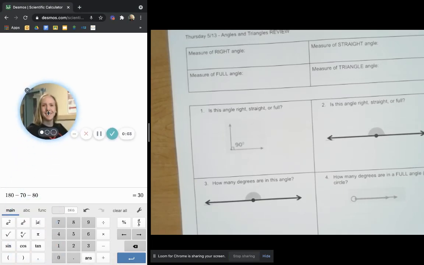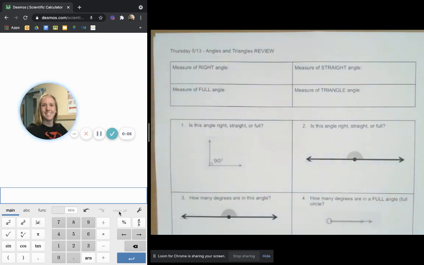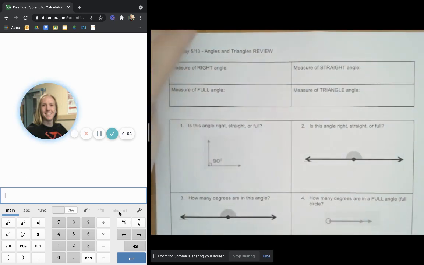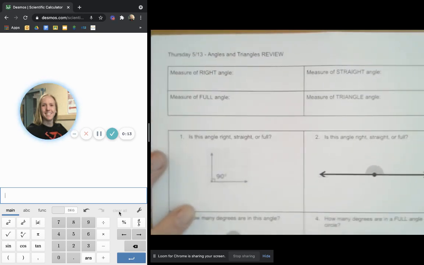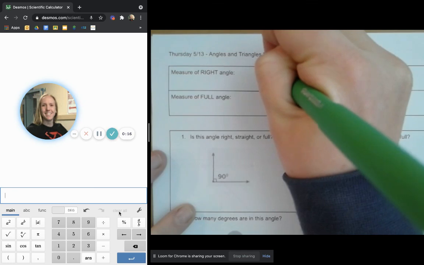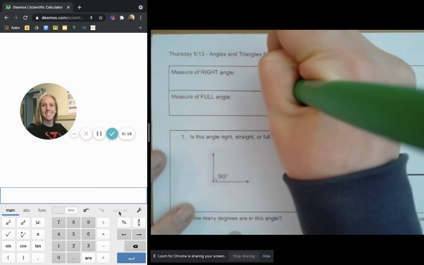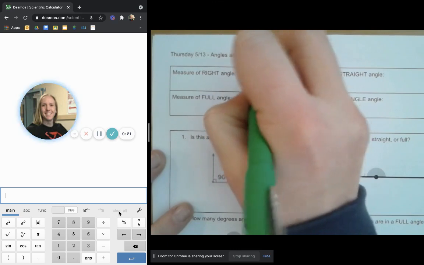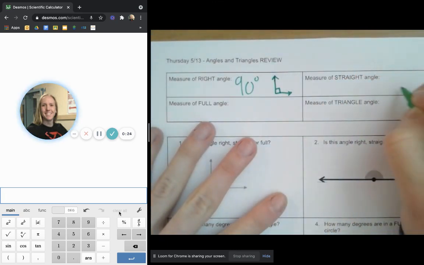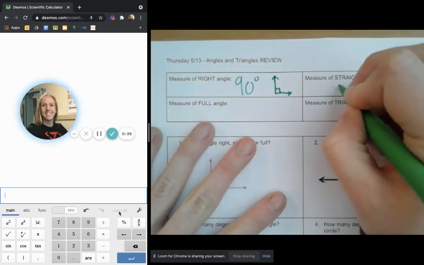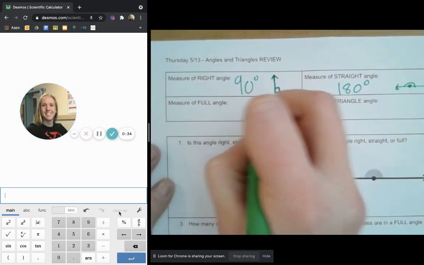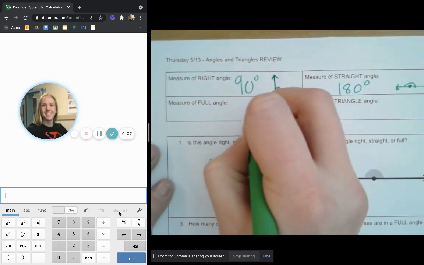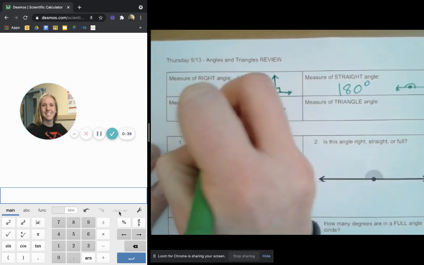All right, guys. So today I'm just going over the review for our angles and triangles review. Remember that the first things I wanted you guys to remember is the measure of any right angle. A right angle looks like this. The measure of any right angle is 90 degrees. The measure of any straight angle, which looks like this, is 180 degrees. The measure of any full angle, where it ends up back where it started, is 360 degrees.